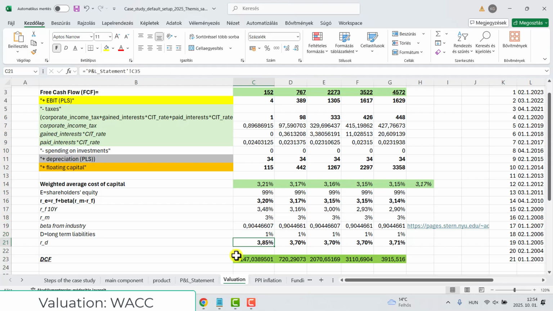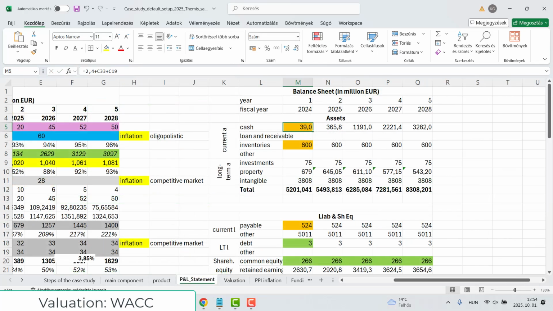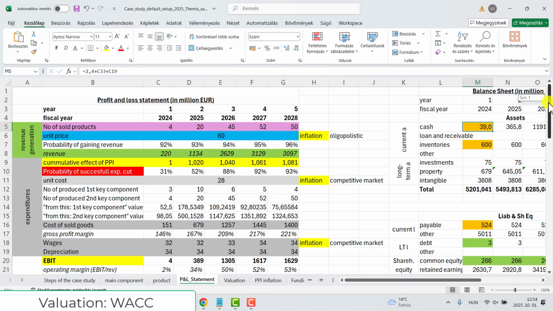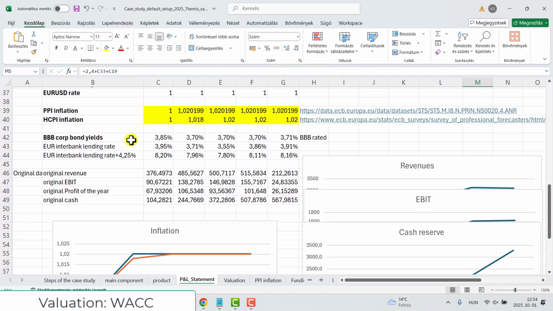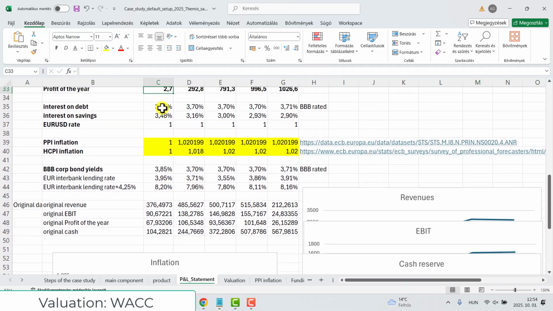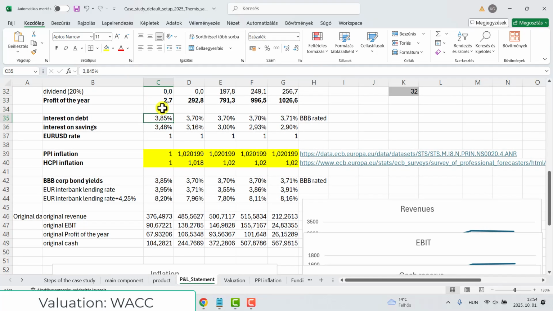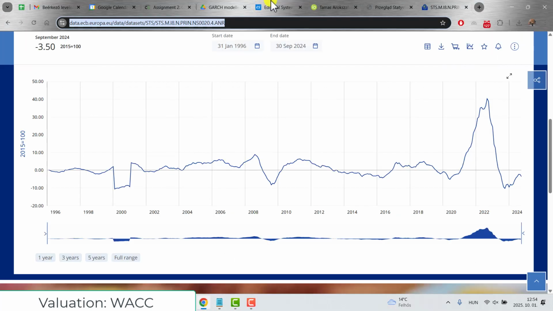Then we also know the interest rate of our debt, because it's defined in C35. Let's roll to 335. Why is this like this? Because interest on debt is for BBB rated bond yields. We can see that this one is mimicking that one. So we can say that, yeah, but come on guys, this was last year. So what happened since then on the market?